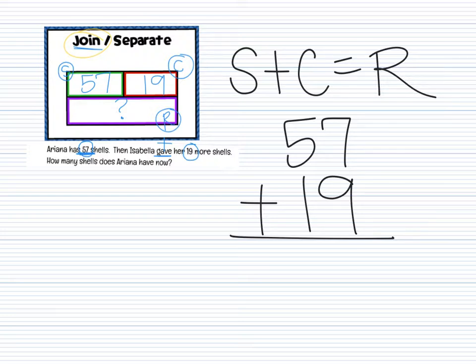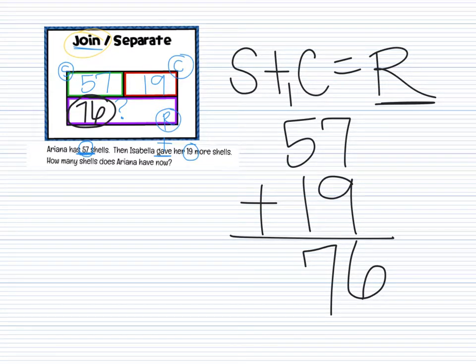Good, it is 16. Where do I put 16? Good, I have to regroup it. I have to put the 6 in the ones place and the 1 in the tens. Now let's add our tens. Good, 7. So my answer is 76. My result is 76. So I can go back in my box, my word problem structure, and put 76.